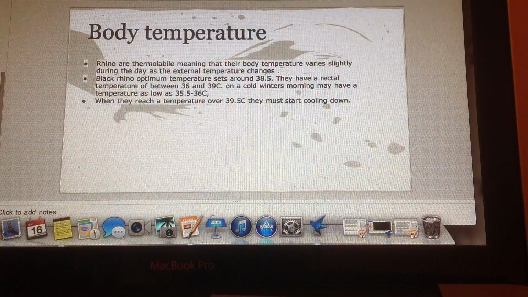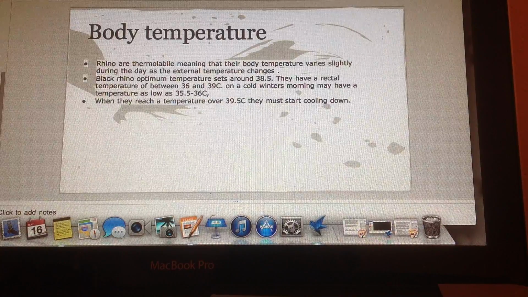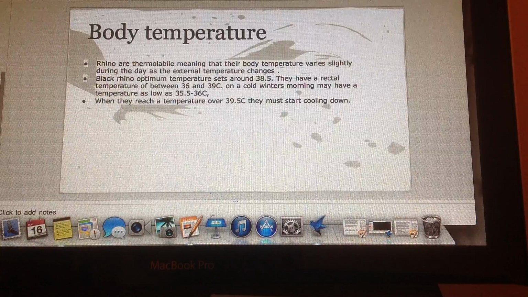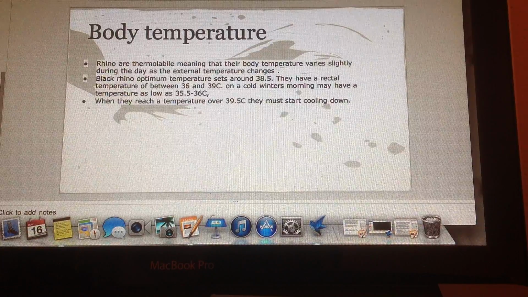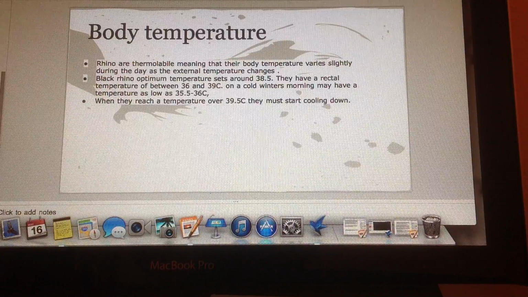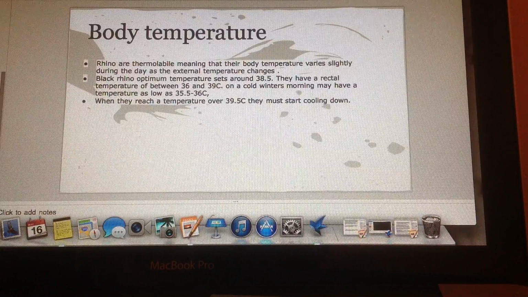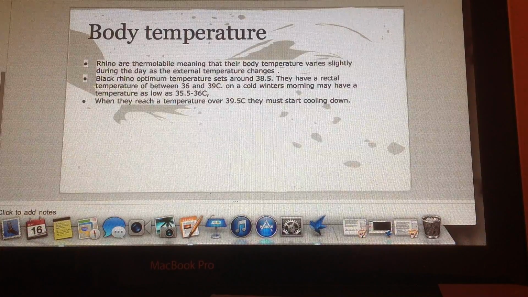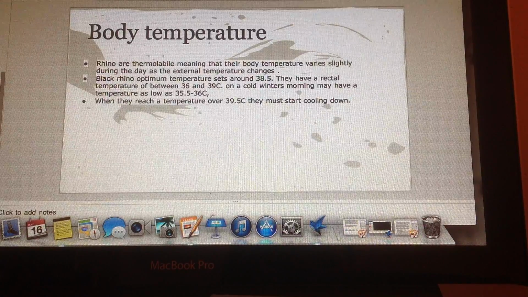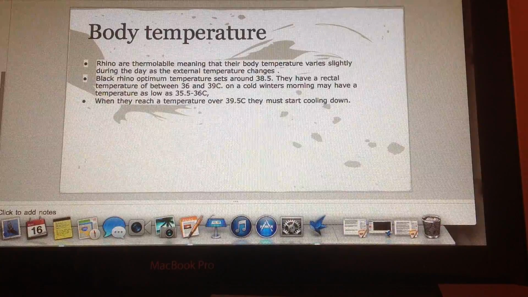However, body temperature in rhinos is thermolabile, meaning that their body temperature varies slightly during the day as the external temperature changes. Black rhinos' optimum temperature sits around 38.5 degrees Celsius. They have a rectal temperature of between 36 and 39 degrees. And on cold winter mornings, their temperature may drop to 35.5 to 36 degrees Celsius. When they reach temperatures over 39.5 degrees, they must start cooling down.